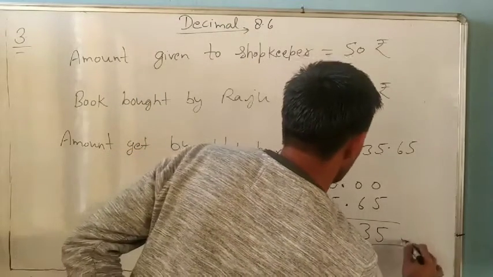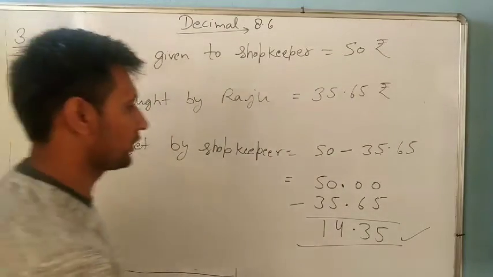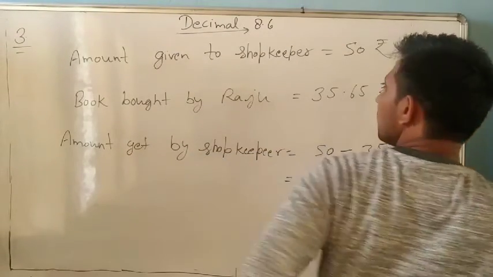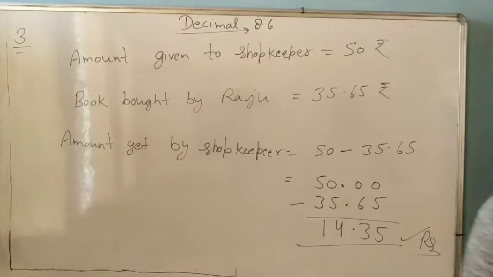So 10 minus 5, 5. 9 minus 6, 3. 9 minus 5, 4. 4 minus 3, 1. So how many rupees will he get? So he will get 14.35 rupees. Now we only subtract it. Understand it? So easy questions. Okay. Next is, note down it. Okay.